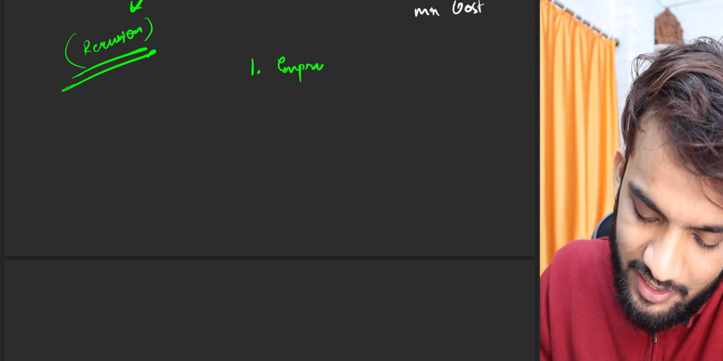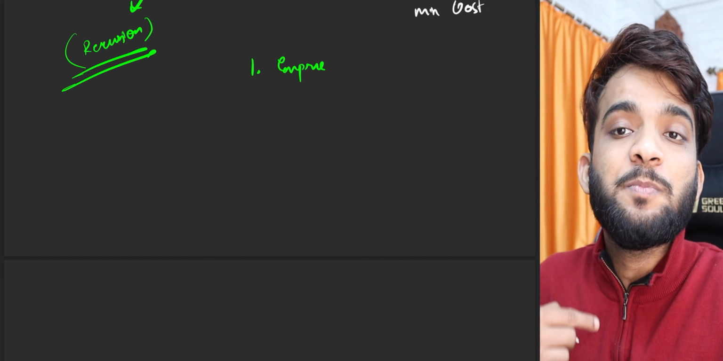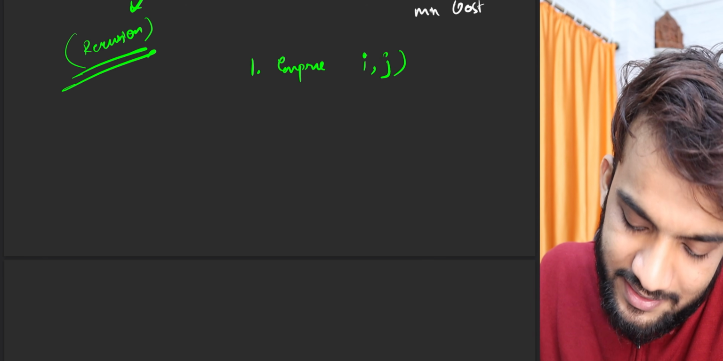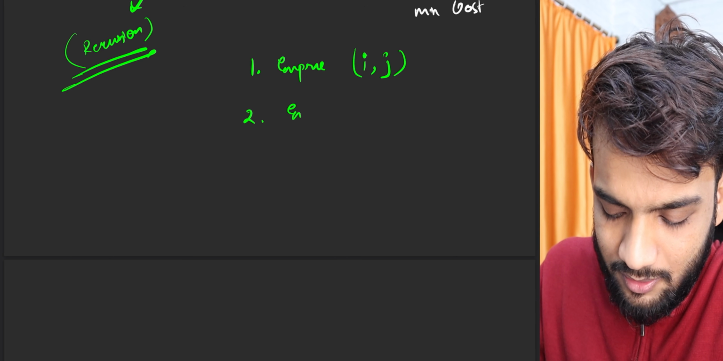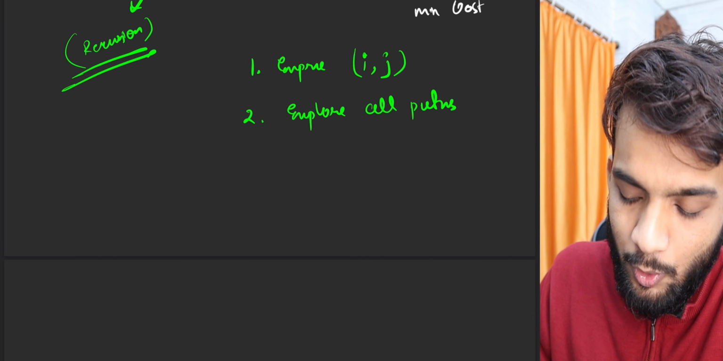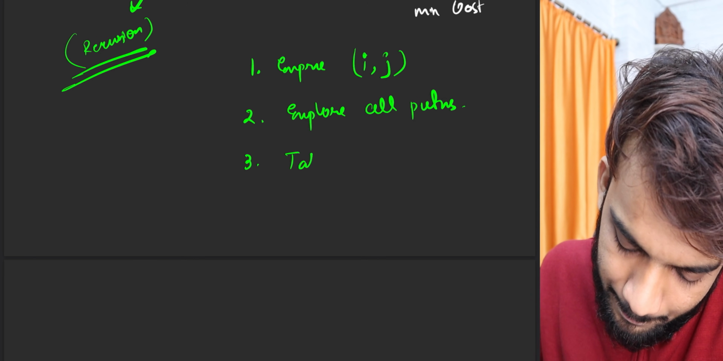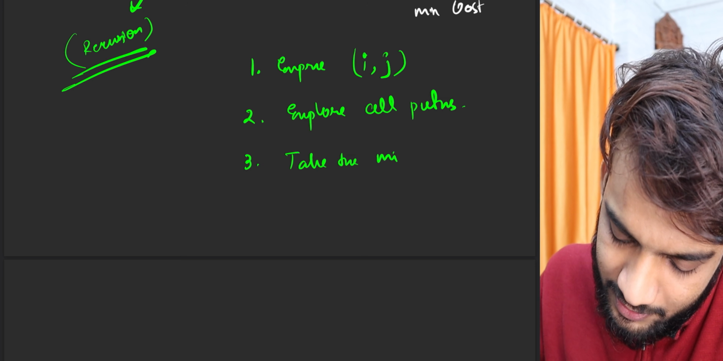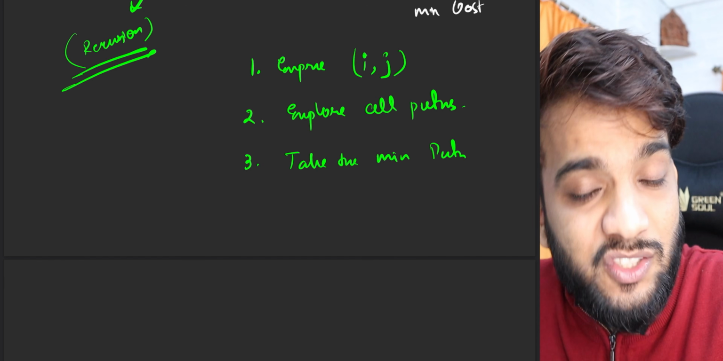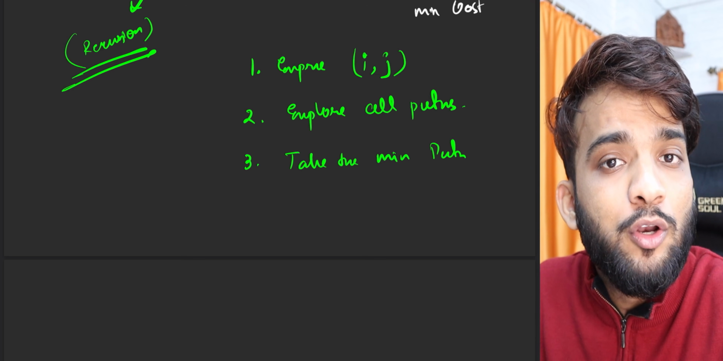Express the recurrence in terms of indexes. Over here, it's a 2D grid, so express the stuff in terms of rows and columns as i, j. Second, explore all paths. Third, take the best, take the minimal path as the question recommends. Minimal, maximum, count, whatever. If you follow these three steps, you can write any possible recursion. So why don't you follow these three steps?